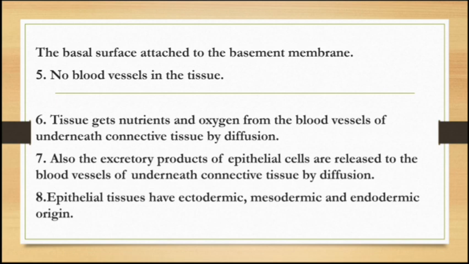So, epithelial tissues have ectodermic, mesodermic, or endodermic origin because free surfaces are found in every place in our body. So, there are three origins: ectodermic, mesodermic, or endodermic origin.